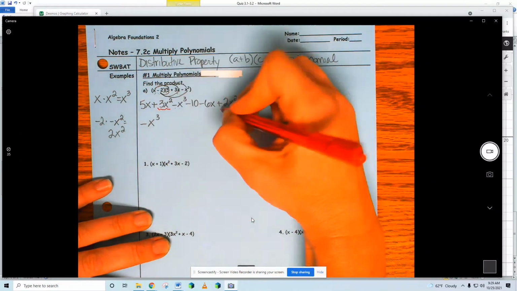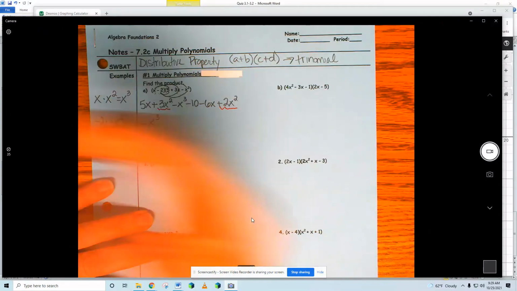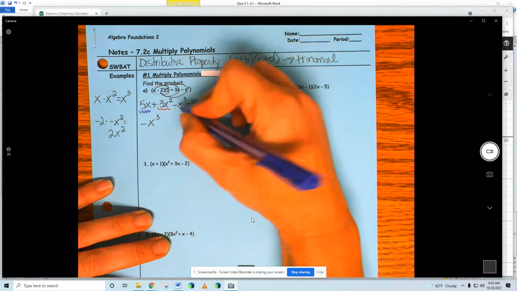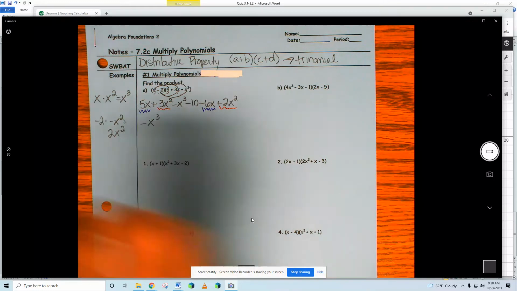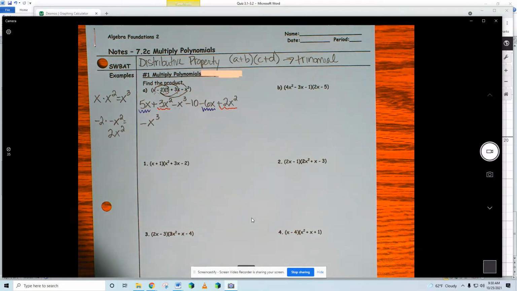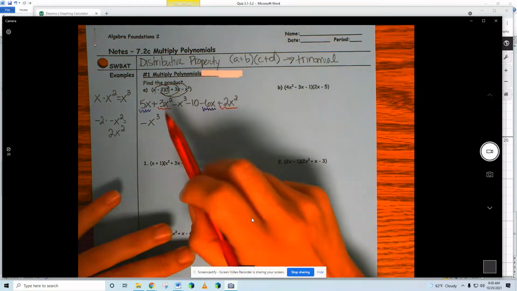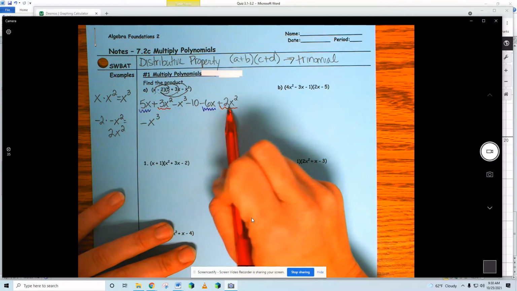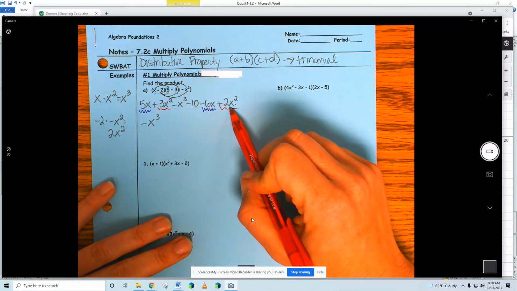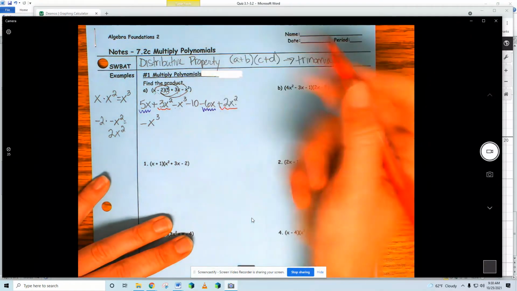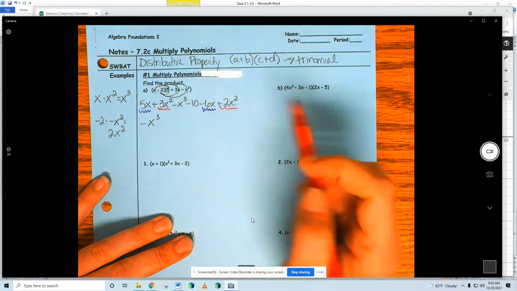A 3x squared and a 2x squared, those are like terms. 5x and negative 6x, those are like terms. 10 is going to be all alone. Next after x cubed, I go in descending order. The next exponent is x squared. So it's 3x squared plus 2x squared. I'm just adding. I have 3 rolly backpacks plus 2 more rolly backpacks. How many rolly backpacks altogether? 3x squared plus 2x squared, you just add the numbers in front.